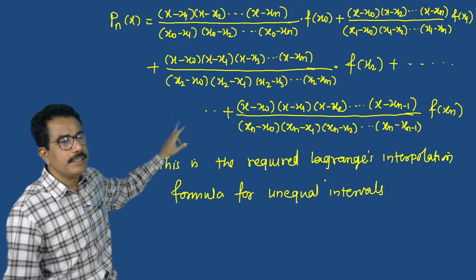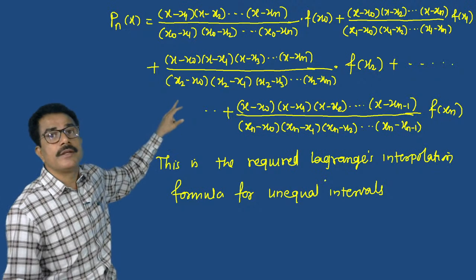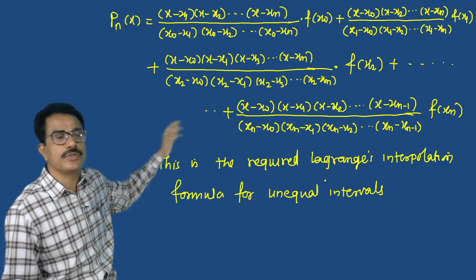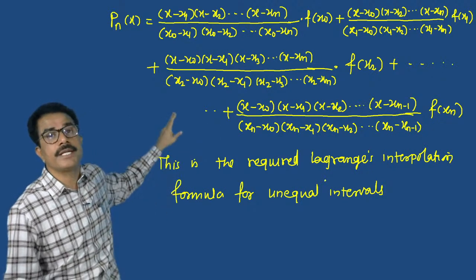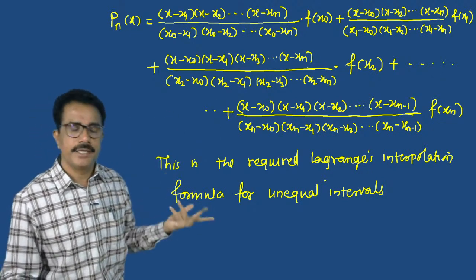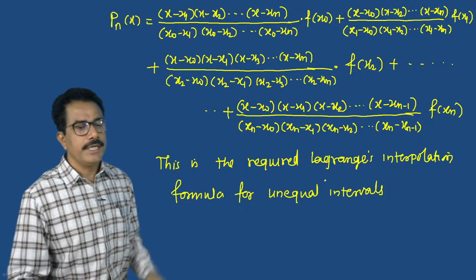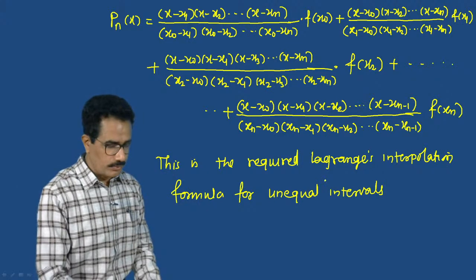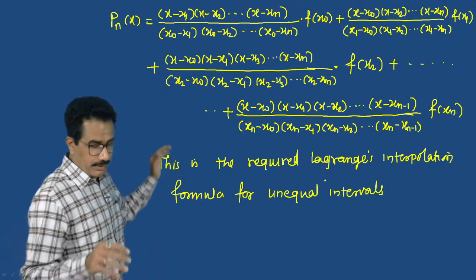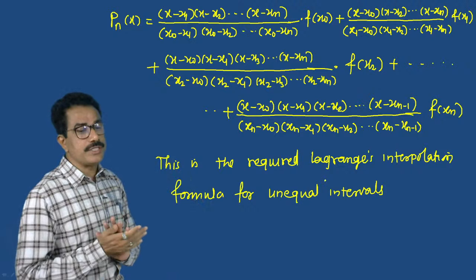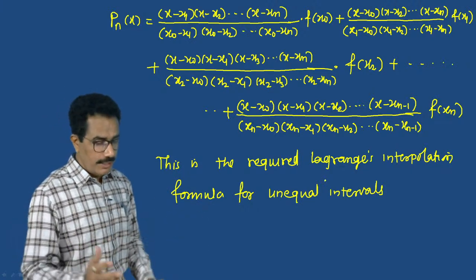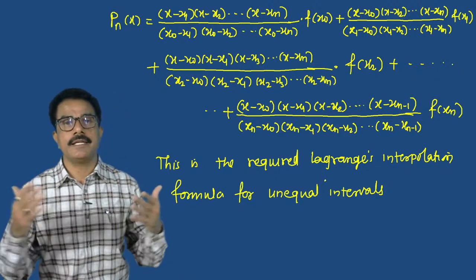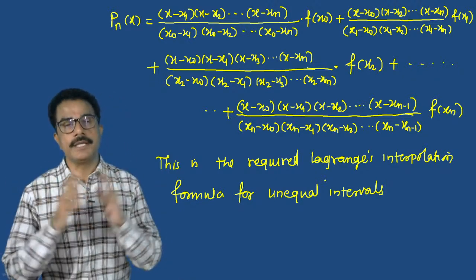ओके. थर्ड मध्ये x2 सोबत न्यूमरेटर मध्ये x मायनस x2 घ्यायचं नाही, डिनॉमिनेटर मध्ये x2 मायनस x0 पासून सर्वच घ्यायचं. डिनॉमिनेटर मध्ये x2 मायनस x2 येत नाही, ते 0 होतं, मग इन्फिनिटी होतं. इन दिस वे दिस इज कॉल्ड एज अ लॅग्रांजेज इंटरपोलेशन फॉर्म्युला. स्टुडंट लक्षात येतं का पहा. Lagrange's interpolation formula for unequal interval. ओके, याला लॅग्रांजेज इंटरपोलेशन फॉर्म्युला फॉर अनइक्वल इंटरवल म्हणतात.